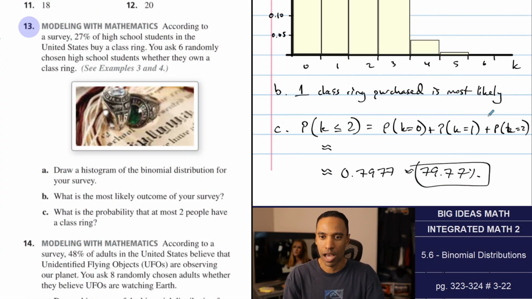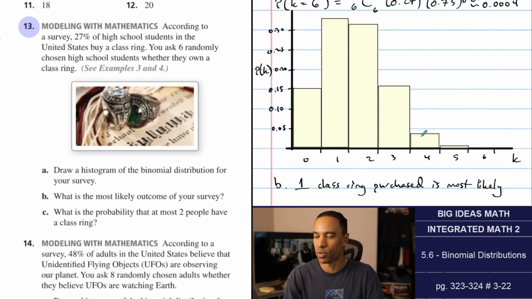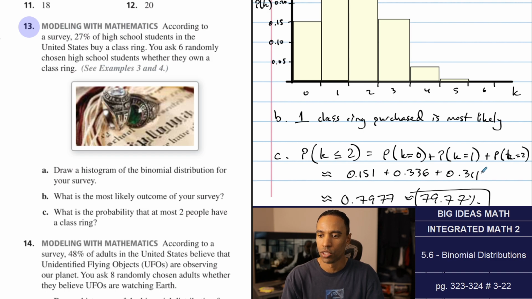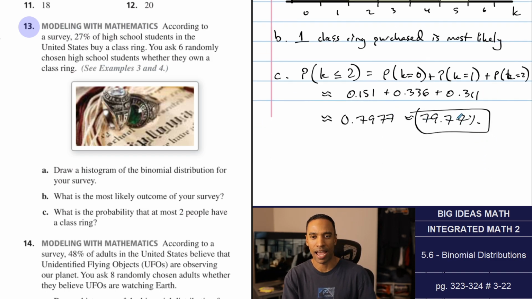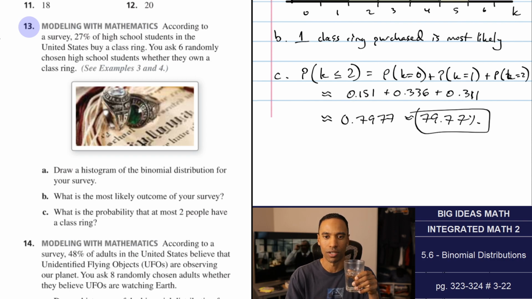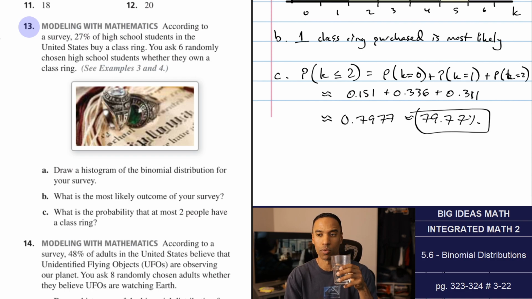Now that's coming from adding up 0.151, 0.336, and 0.311. Those 3 added together are that. I did add an extra decimal, just for precision's sake. So 79.77% likelihood that you're going to have that. So that's a pretty cool kind of breakdown, and I hope that you can tangibly make sense of exactly what we're doing on those.